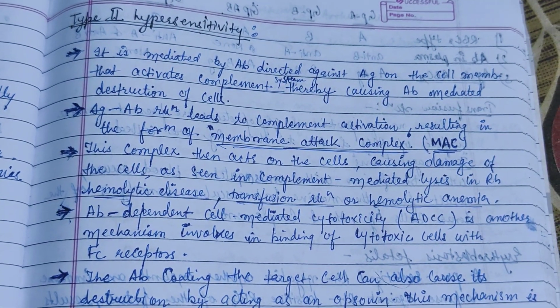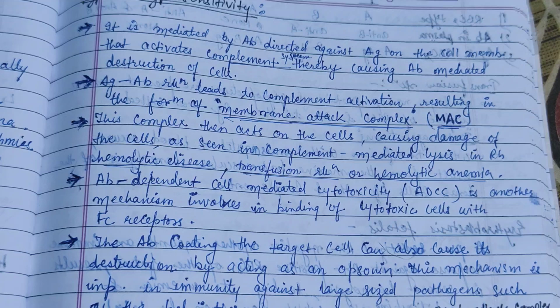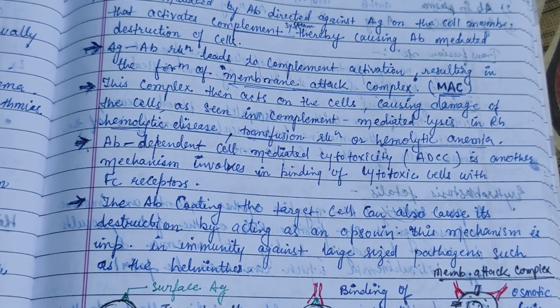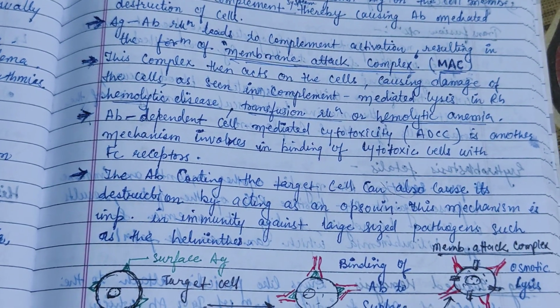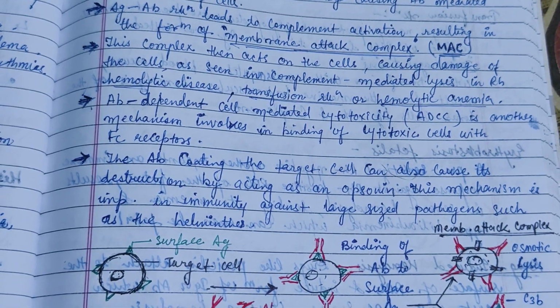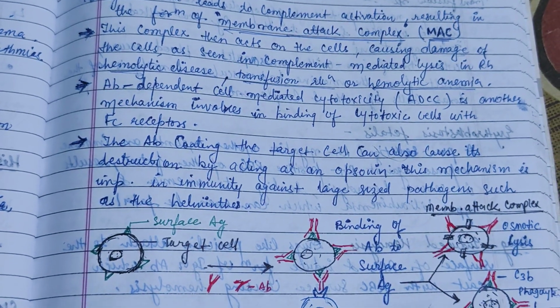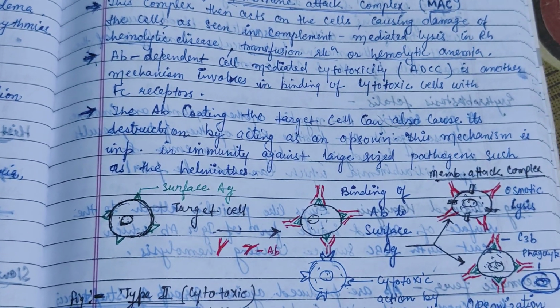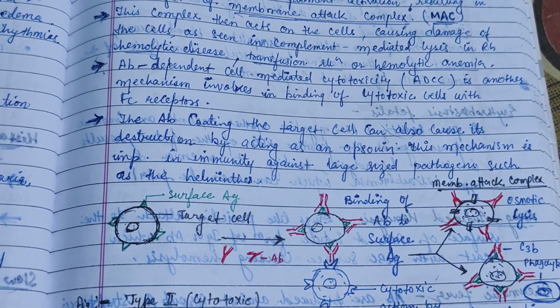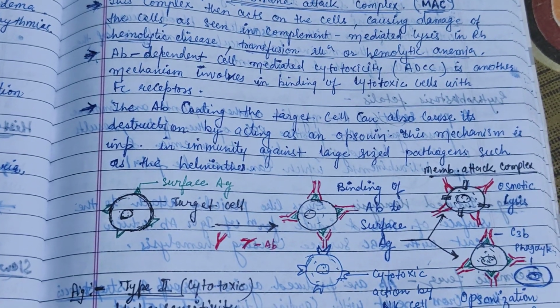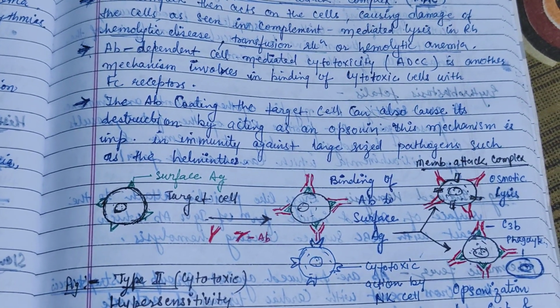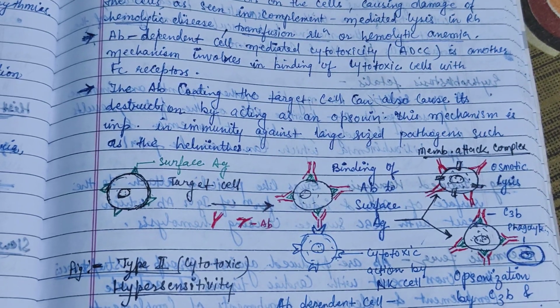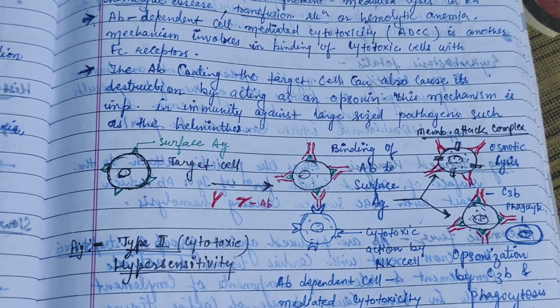The next is type 2 hypersensitivity. It is mediated by antibody directed against antigen on the cell membrane. The antigen-antibody reaction leads to complement activation, resulting in the formation of the membrane attack complex, that is MAC, which is very important. This complex then acts on the cells, causing damage to the cells as seen in complement-mediated lysis in RBC, hemolytic disease, transfusion reaction, or hemolytic anemia.